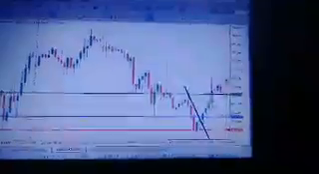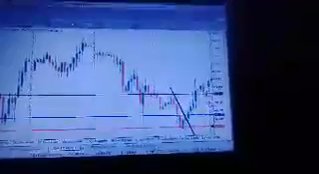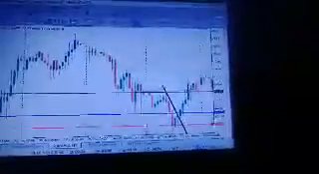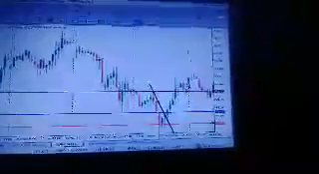So these lines signify the start of a new day. Let's see how this day went. Okay, here we're not looking for trades yet.